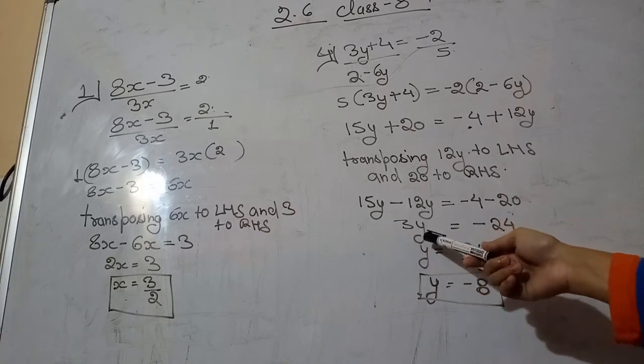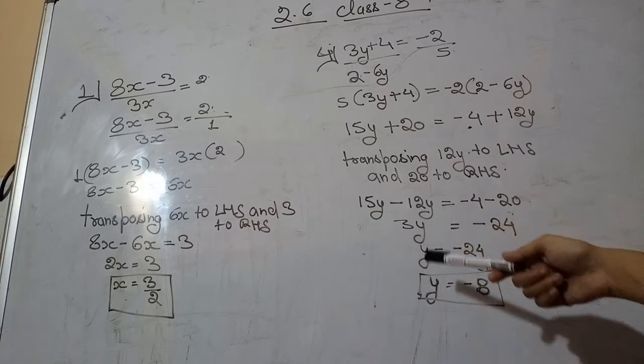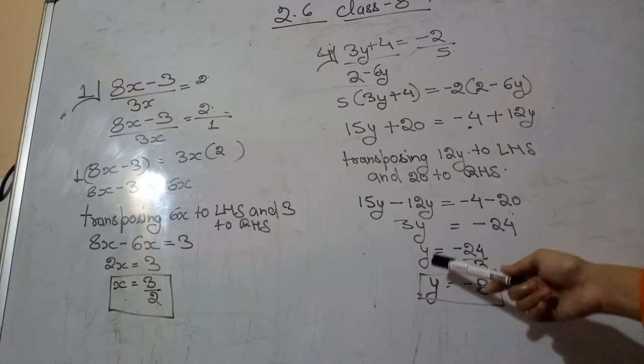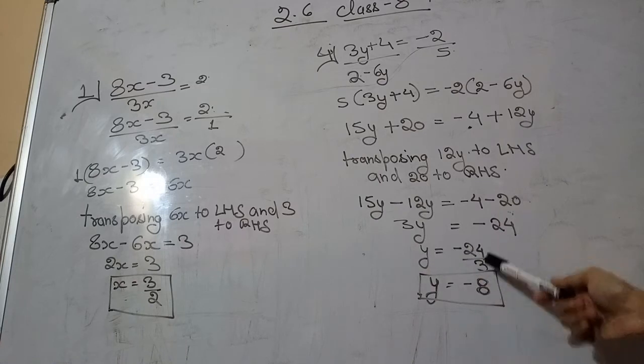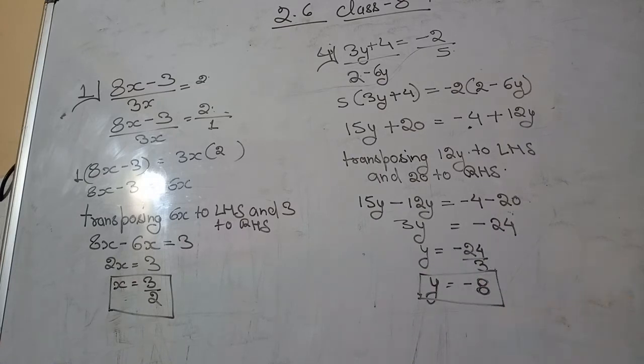Now this 3 and y are in multiplication. So what we have to do? We have to transpose this 3, so 3 will go and divide. 3 8s are how much? 24, and the minus sign along with that. So what is the value of y in question number 4? The value of y is minus 8.